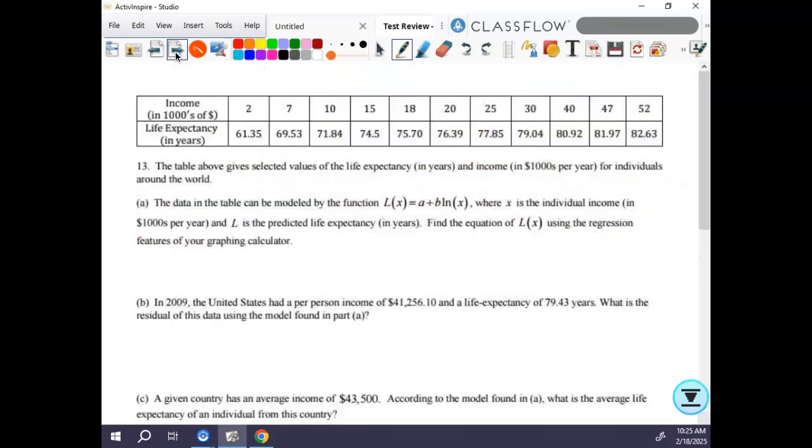Here we go. The table above gives selective values of life expectancy in years and income in thousands per year for individuals around the world. The data in the table can be modeled by this function. So we have another L of x situation here.